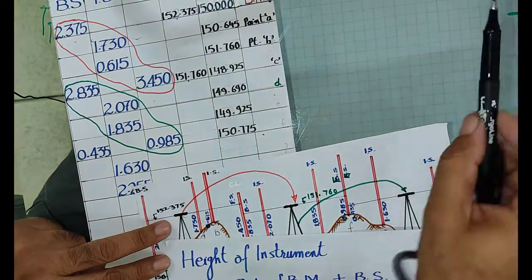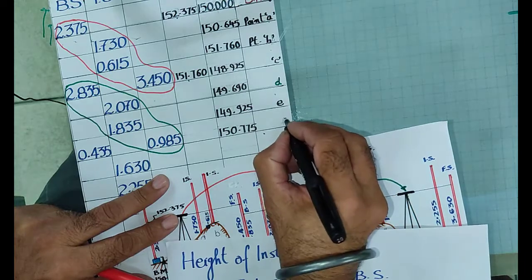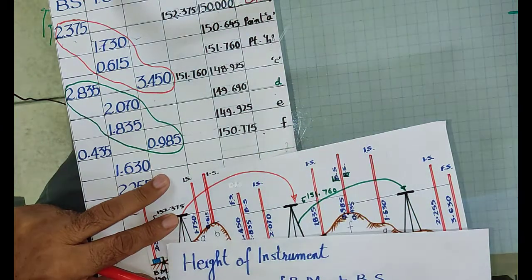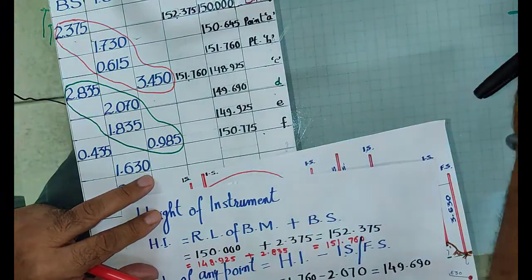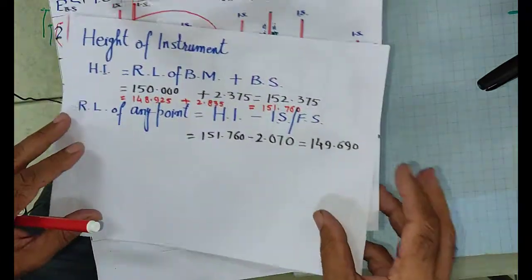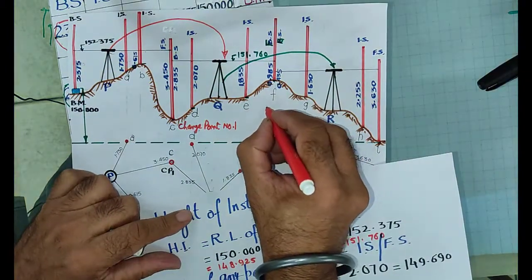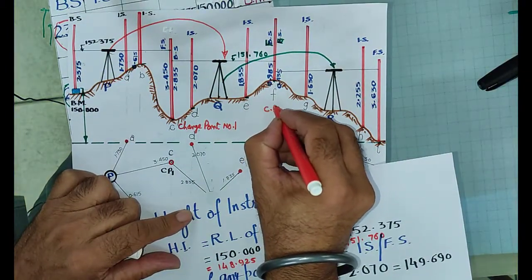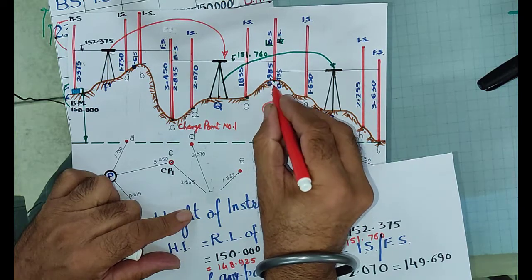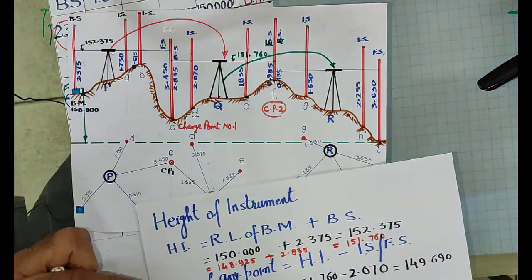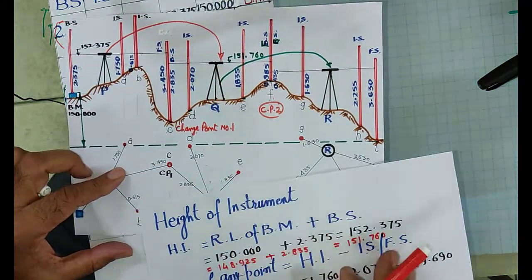So I can write here, this is my point E, this is my point F. Now because I have taken the back side and fore side on point F, this point F is my change point number 2. I can say P2. This is my change point number 2, this point F, because I recorded the back side and fore side on the same point.